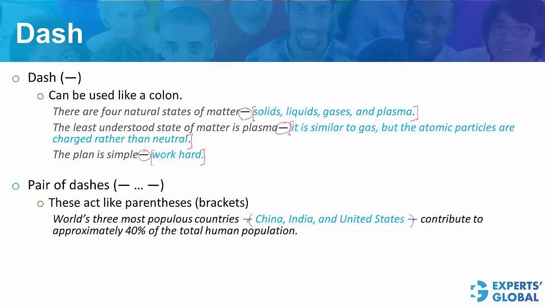World's 3 most populous countries. You can very well skip the information between the 2 dashes here. And the core meaning is that world's 3 most populous countries contribute to approximately 40% of the total human population.